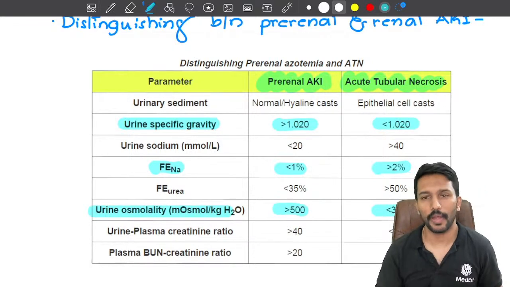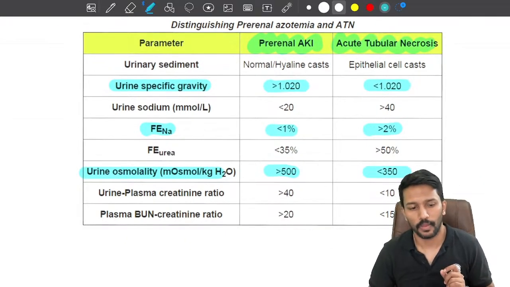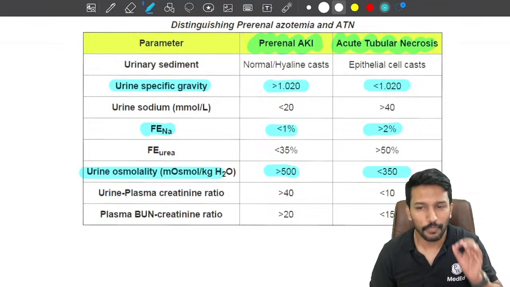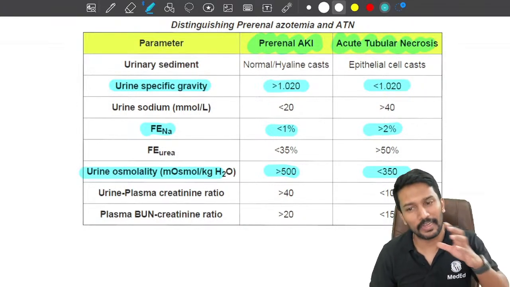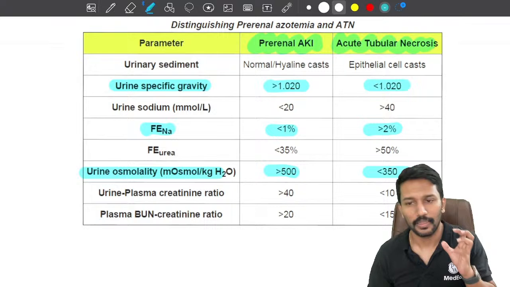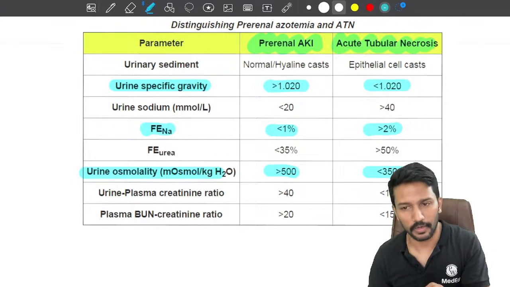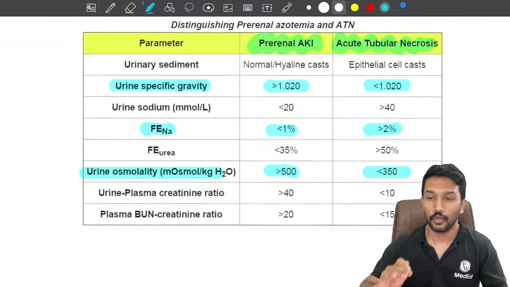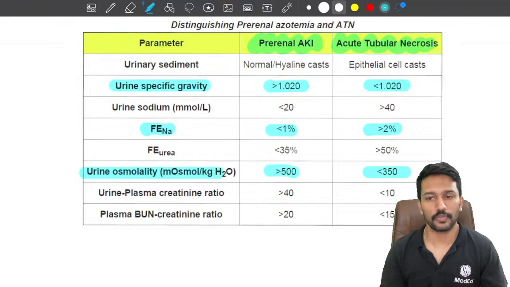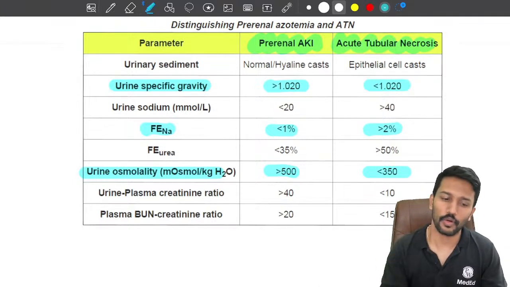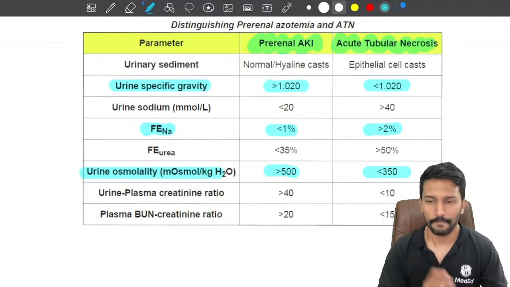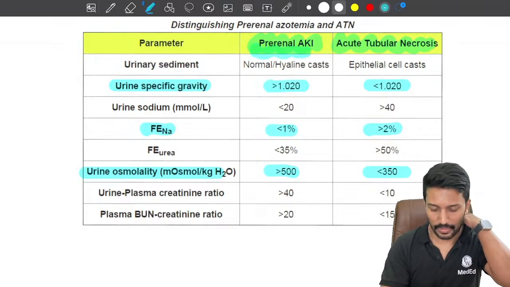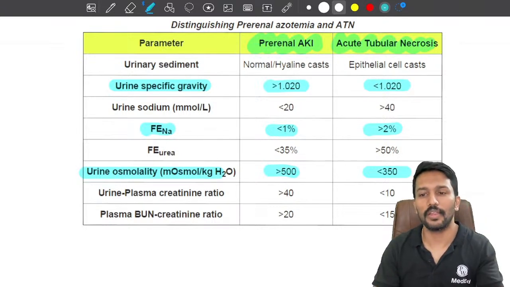Okay, so let me take you back to the basic renal physiology. What is the basic renal physiology? The function of the glomeruli is to filter the blood. The filtrate is called glomerular filtrate. What is the function of tubules? To reabsorb wanted substances and water from the glomerular filtrate. Now, if I have a pre-renal AKI, it means the blood supply to kidney is decreased.